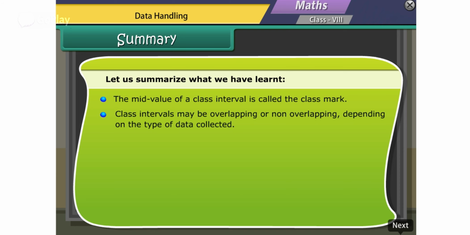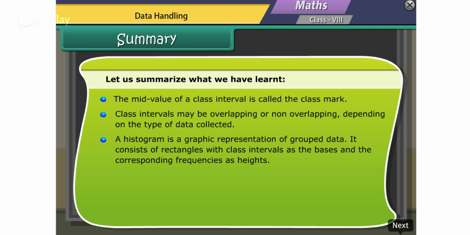Class intervals may be overlapping or non-overlapping depending on the type of data collected. A histogram is a graphic representation of grouped data. It consists of rectangles with class intervals as the basis and the corresponding frequencies as heights.